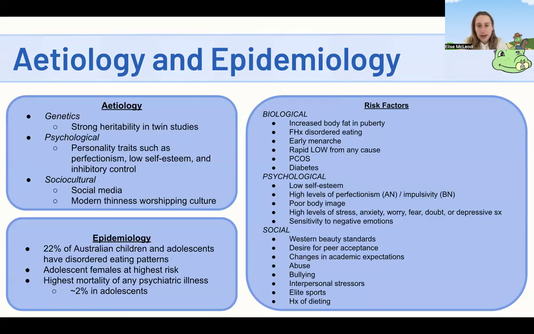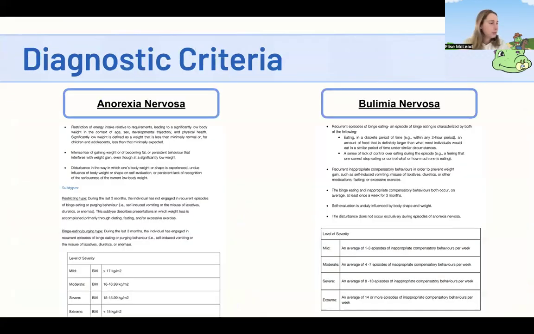We've got a whole bunch of biopsychosocial risk factors here, which I won't touch on, but we'll leave them up for you to have a look at. In terms of some of the diagnostic criteria, I'm mainly going to touch on anorexia nervosa and bulimia nervosa. But I guess just highlighting some of the key differences between the two.